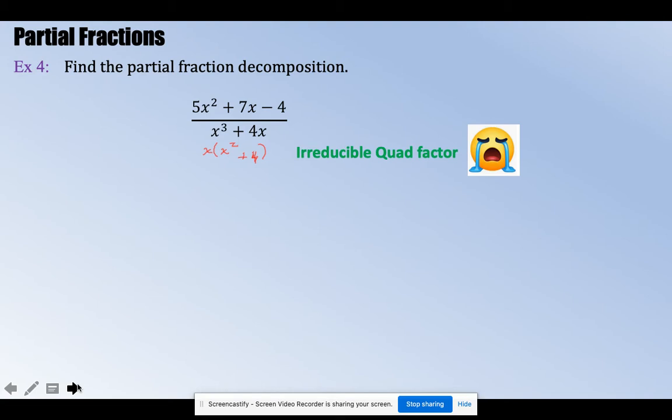So here's what we've got to do. Again, we take a moment to cry, but then we say, all right, I've got to get up and I've got to move. So the first factor x is just linear, so I can put an A above it. But the second factor in the common denominator is an irreducible quadratic, so remember I need to put a linear expression up there. Boo-hoo.